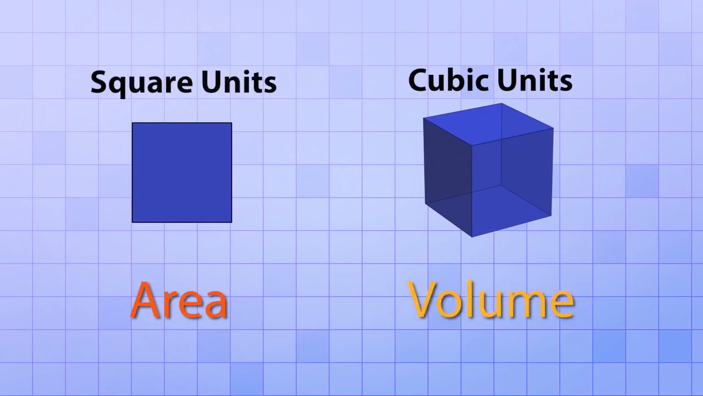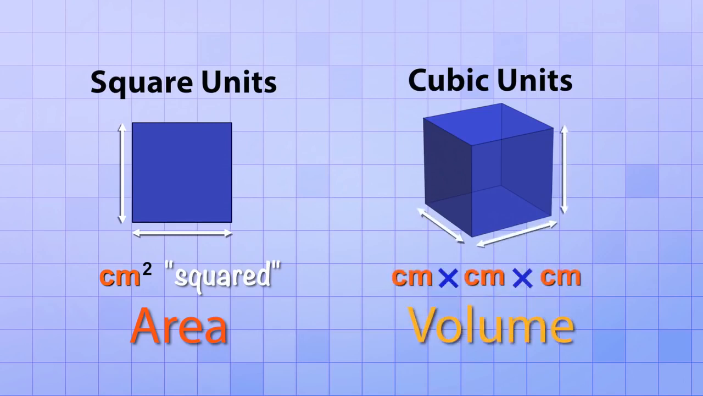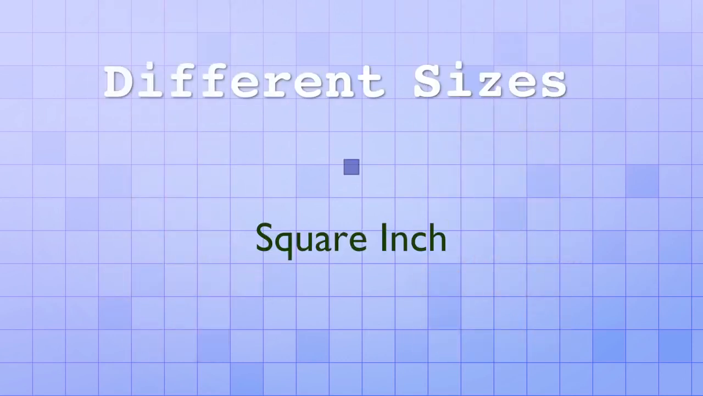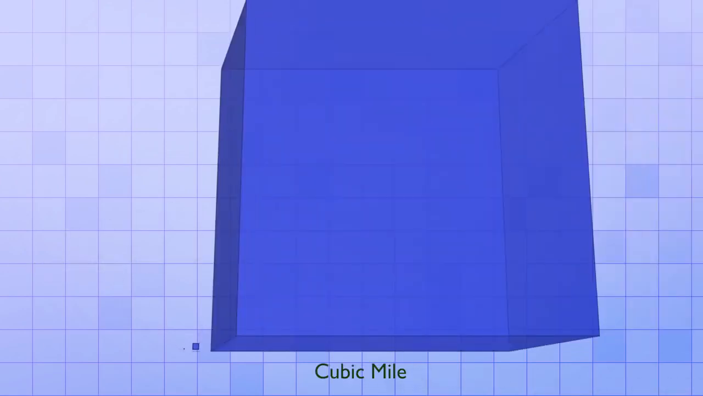Since square units are made by multiplying two one-dimensional units together, like centimeter times centimeter, we can abbreviate them using exponent notation, centimeters to the second power, or centimeters squared. And since cubic units are made by multiplying three one-dimensional units together, like centimeter times centimeter times centimeter, we can abbreviate them using exponent notation, centimeters to the third power, or centimeters cubed. And just like there were different sizes of square units, like square inches, square meters, or square miles, there's also different sized cubic units, like cubic inches, cubic meters, or cubic miles.